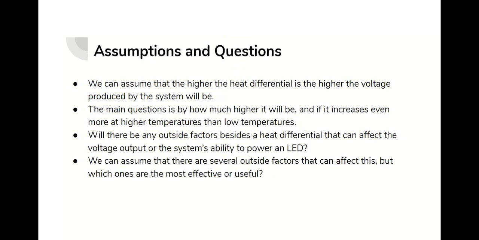So now we move on to assumptions and questions that we can have. The first thing we can assume is that the higher the heat differential is in the system, the higher the voltage produced by the system will be. So this is logical. But the main question here is, how much higher will it be? And if we increase the temperature range, but also the temperature at which the temperature range is, will we produce higher voltages?